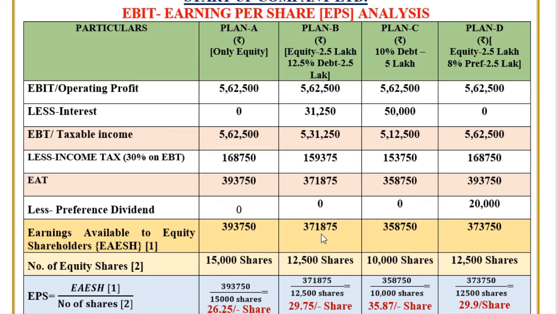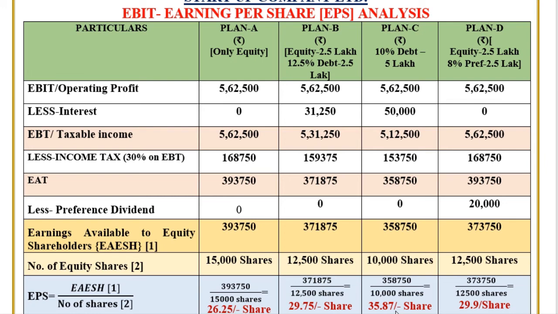So here the 3,71,875 divided by 12,500 shares. ಈ ರೀತಿ similar calculations ನ plan C ಮತ್ತು plan D ಗೆ calculate ಮಾಡಿ. So once you calculated, you see now, just compare the highest EPS. ಇಲ್ಲಿ EPS highest ಇದೆ ನೋಡ್ಕೊಳ್ಳಿ. So ಇಲ್ಲಿ ನೋಡಿ 35.87 ಇದೆ. So here also plan C is the better to the company.